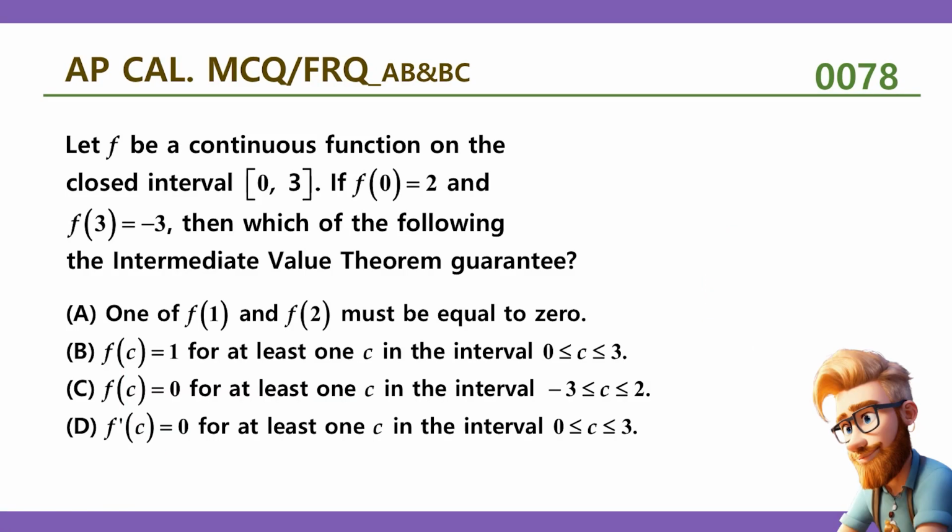Question 78. Let f be a continuous function on the closed interval from 0 to 3. If f of 0 is equal to 2 and f of 3 is equal to negative 3, then which of the following does the intermediate value theorem guarantee? Remember, the condition for the intermediate value theorem to hold is that the given function must be continuous, right?